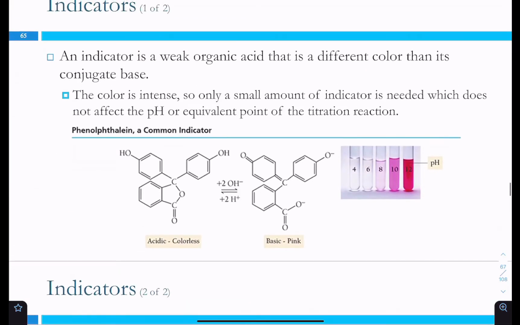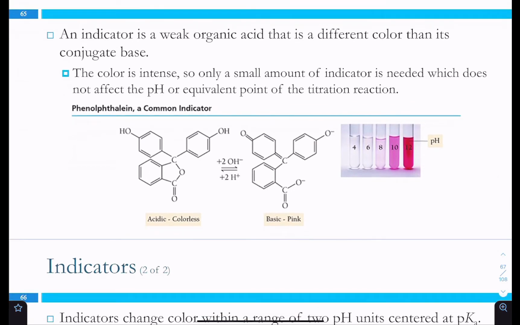So indicators are actually weak organic acids. So they are weak acids. So when we're using these, if you add too much of the indicator, it can have an effect on the balance and your pH curve, right? Because if you add too much of the weak acid, now you're also titrating the weak acid that is the indicator along with whatever your unknown is or your other analyte is. So you only use tiny, tiny amounts, and they all form bright enough colors that you can see them.